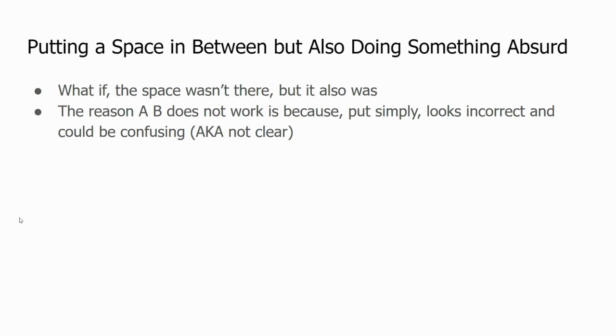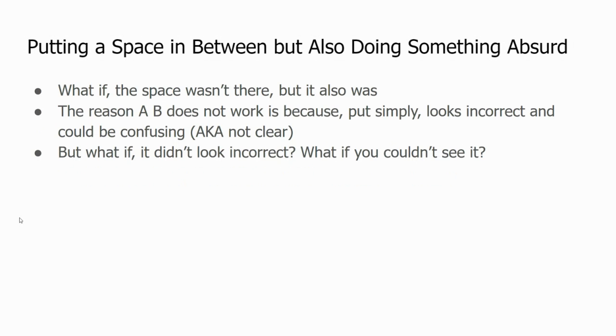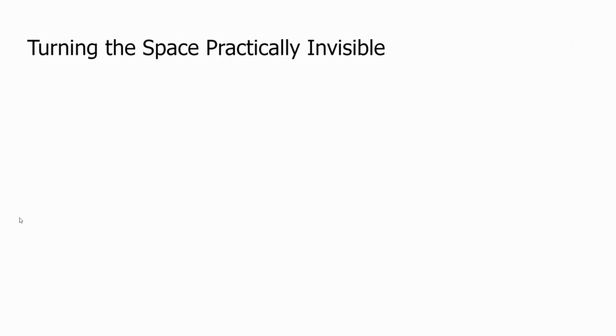The reason A B does not work is it looks incorrect and it's not clear, right? Well, if it didn't look incorrect, what if it looked right? What if we couldn't see it? We turn the space practically invisible. I say practically because you can still see it. So what you do is you highlight the space you put in between. You set the font size to 1, the lowest it can go in Microsoft Word. And then you're done.